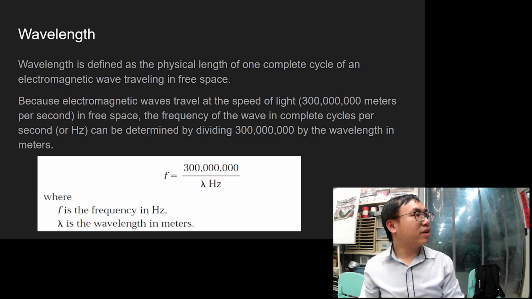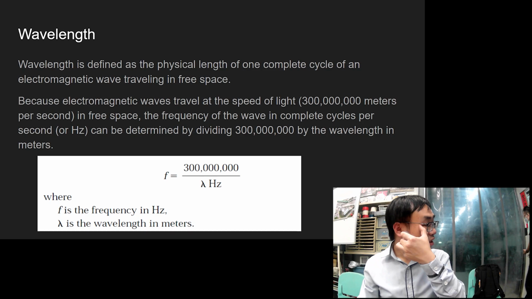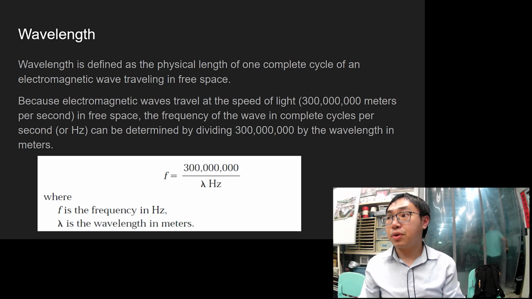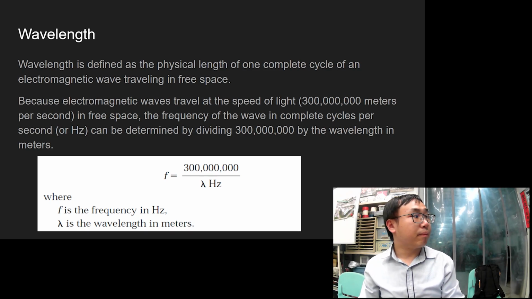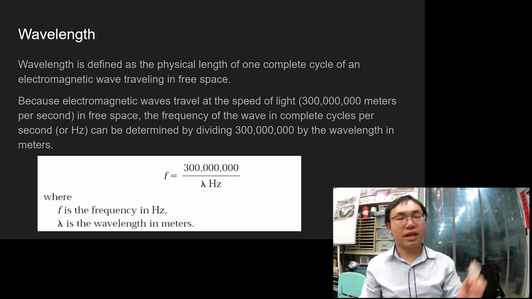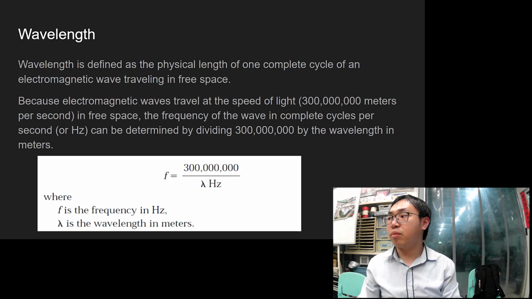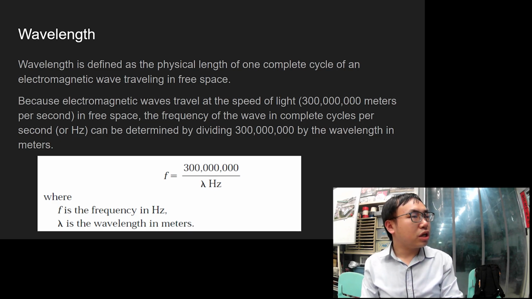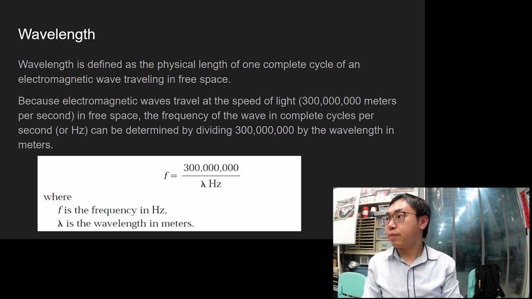So the wavelength can be defined as F equals the speed of light divided by wavelength. You have to remember this formula, okay? Of course, you may argue that light is 299 point something, right? No, we just make an approximation, saying that the speed of light is 3 times 10 to the power 8.